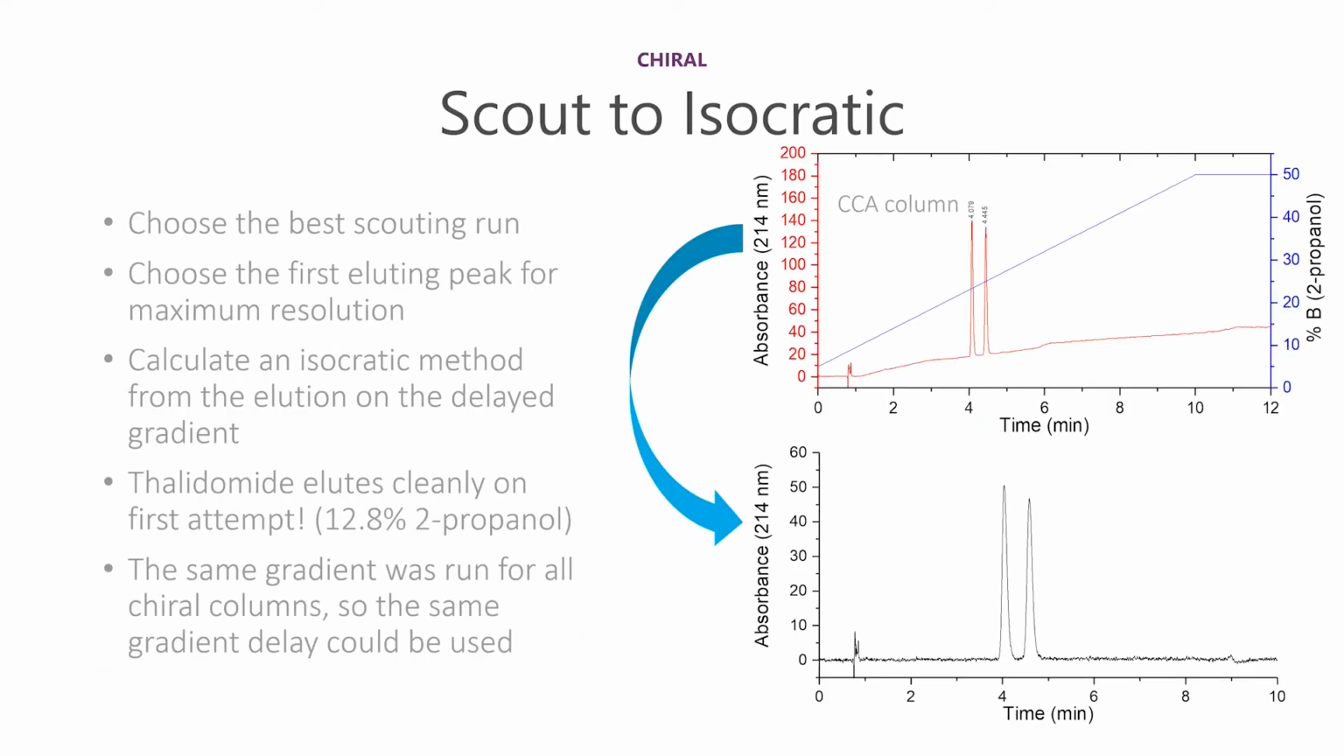This is a scouting run from the section where column screening was discussed. This is thalidomide that was run on the CCA column. An isocratic method was calculated from the scouting run, and it gave good results on the very first trial.